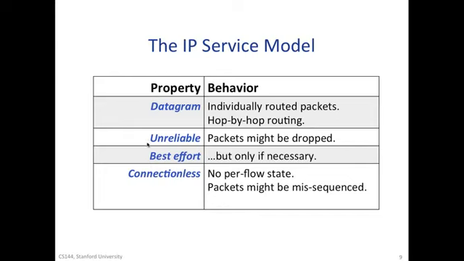The next property is that it's unreliable. Unreliable means packets might be dropped. We make no promise that when packets are delivered through the network, they won't be dropped along the way. This was actually kind of a shocking thing to suggest at the time that the internet was created, because up until that time it was assumed that networks would reliably carry data. So this wasn't considered to be the responsibility of the IP network layer.